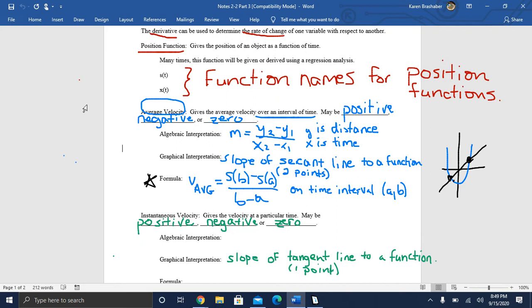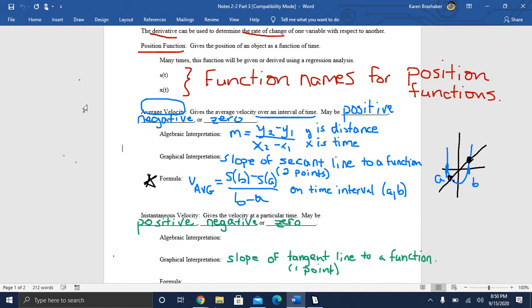So, for example, on this graph, this x value for the ordered pair on our secant line would be a, and then the x value for the other ordered pair on your secant line would be b. So those are your x values in the ordered pairs, and s of b and s of a are simply the y values of those ordered pairs. So finding the average velocity amounts to plugging in your x values to the position function and then calculating the slope of that secant line.